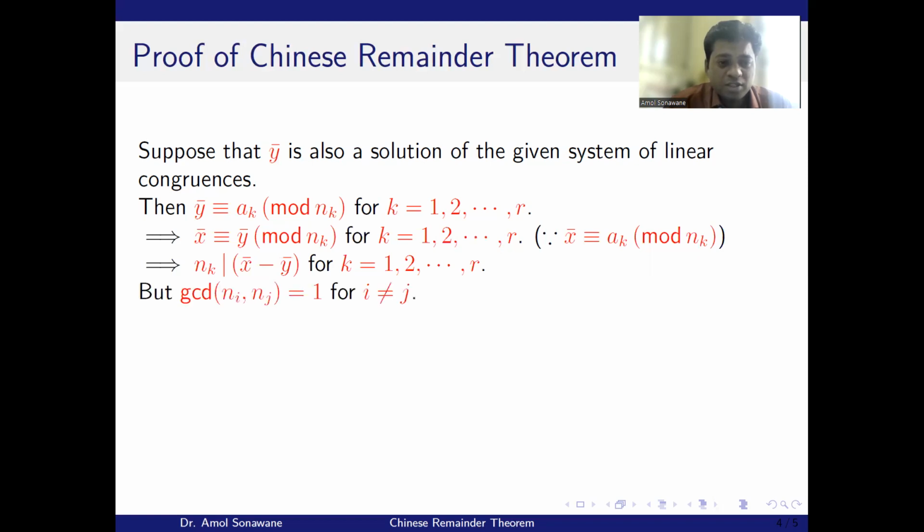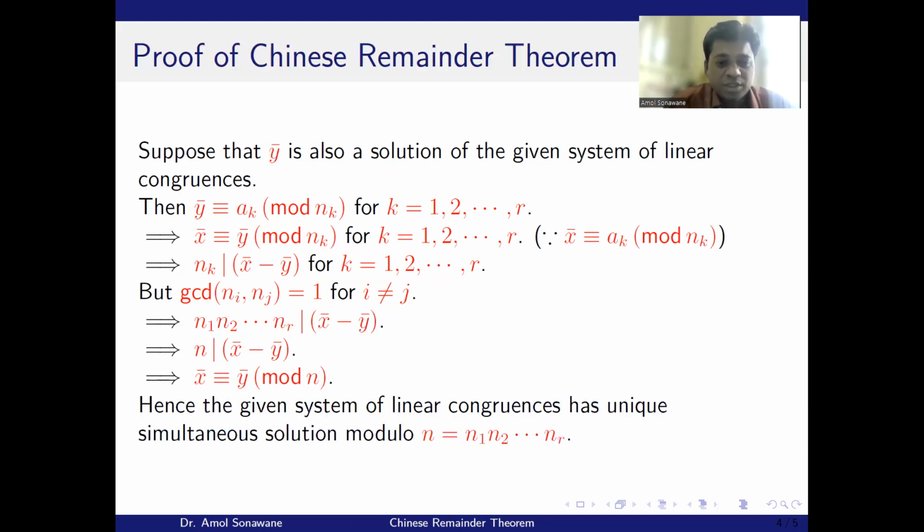minus y bar for each k, but GCD of ni and nj is equal to 1 for i not equal to j. So it implies that the product of integers n1 into nr divides x bar minus y bar, but this product of integers n1 into nr is nothing but n, so n divides x bar minus y bar. And so by definition of congruence modulo n, x bar is congruent to y bar modulo n. And hence the given system of linear congruences has unique solution modulo n. N is nothing but product of integers n1, n2 up to nr. So this completes the proof of Chinese remainder theorem. Now we see one example.